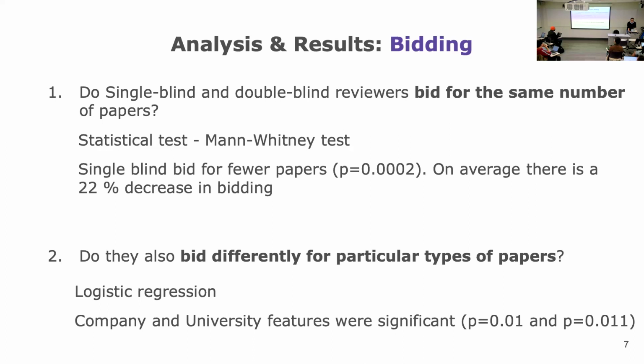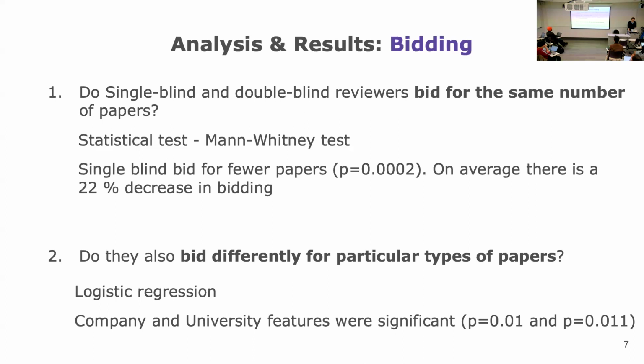And after this, they asked, if they bid for different numbers of papers, is there anything different between the papers that they do bid for? And here, they used again a logistic regression and saw that two of the significant features were company and university. So if the company and the university were famous or were tasked as having more quality, these papers would be bid on by reviewers more than the other ones.